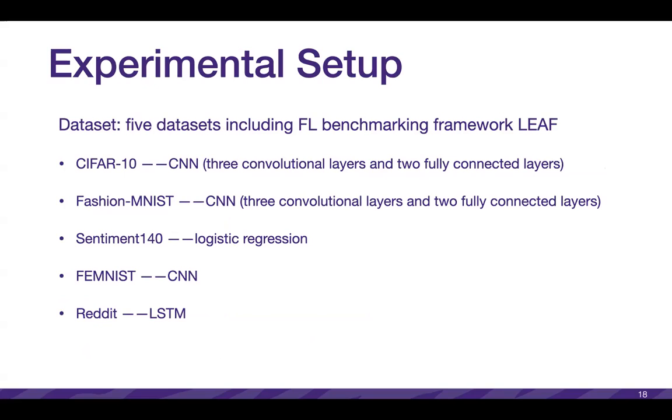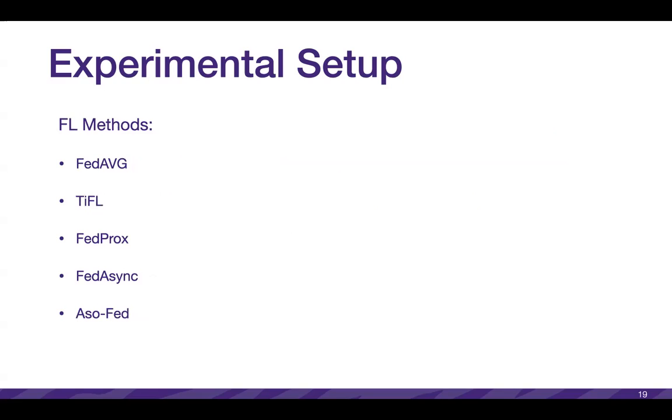The authors use 5 kinds of data sets in their experiments, including some data sets from the framework Leaf, for example, FEMNIST. For different data sets, they use different kinds of machine learning models. But none of the models is complex. It's just simple CNN or LSTM. And the authors compared FedAT with 5 federated learning methods.